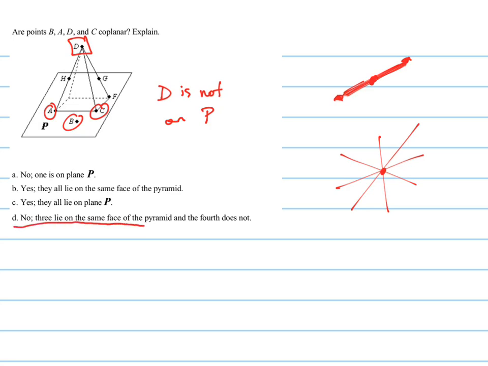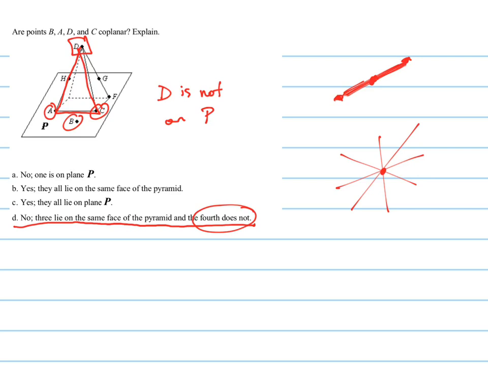3 lie on the same face of the pyramid. Okay, you could do it that way, and the 4th does not. So what they're saying is 3 lie on this face. A, C, and D all lie on one face, but point B does not lie on that face of the pyramid, and that's the reason that they are not coplanar.